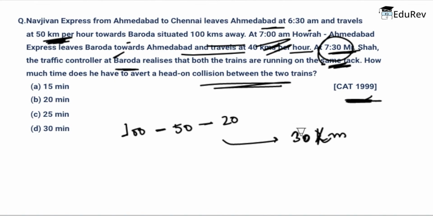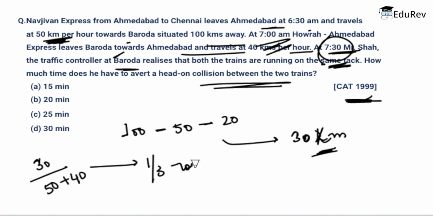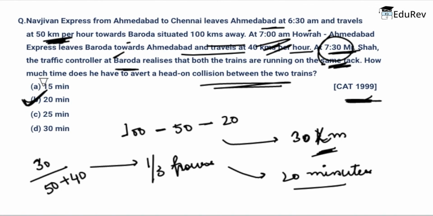So 30 kilometers. And the time to meet, that is the collision, from 7:30 am is 30 upon the speed, that is 50 plus 40, and this is going to be 1/3 hours. That is 20 minutes. That is option number B.